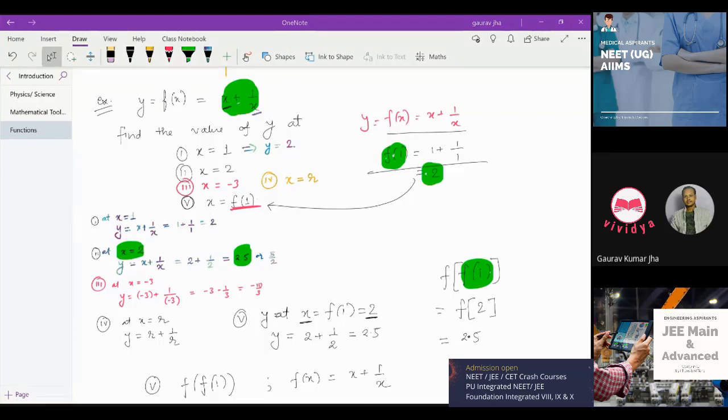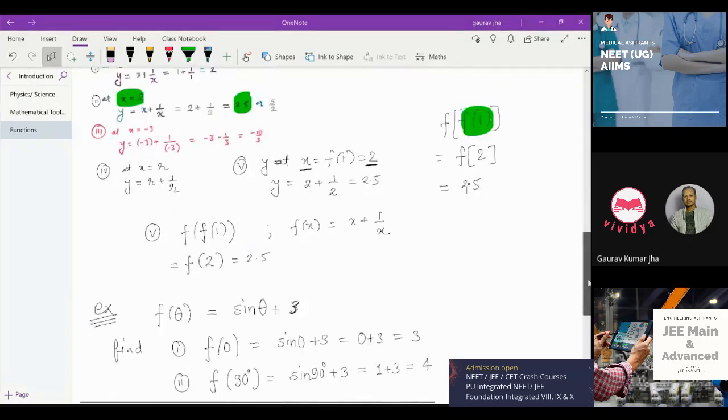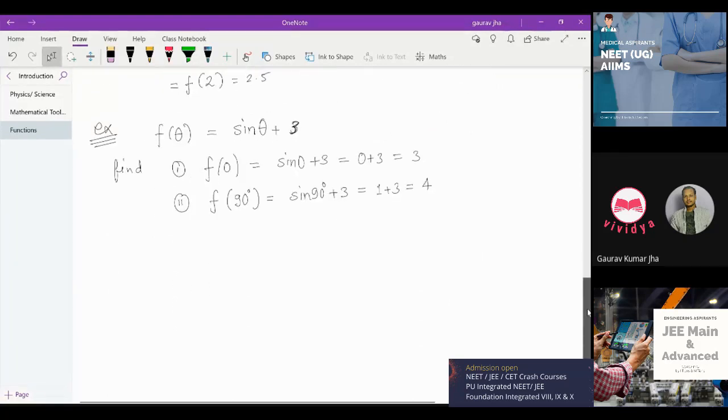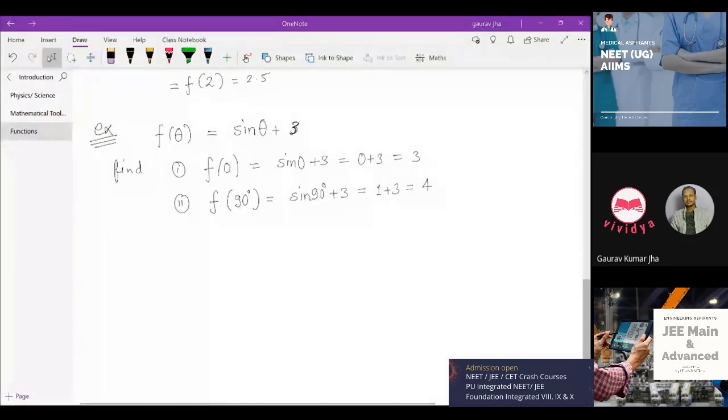Don't worry about the notation. Just for fun, we have done that. But it is used in functions. So when we are learning functions, it's better that we are aware of all these variations. Okay, so let me walk you through.